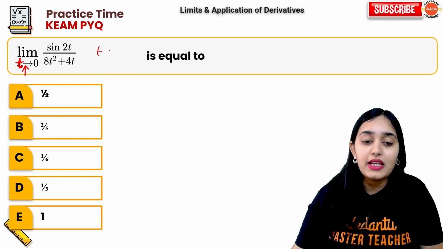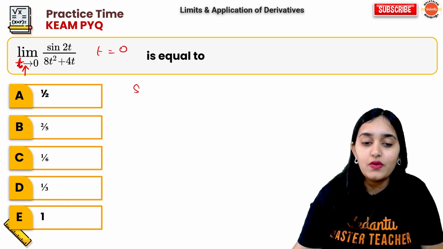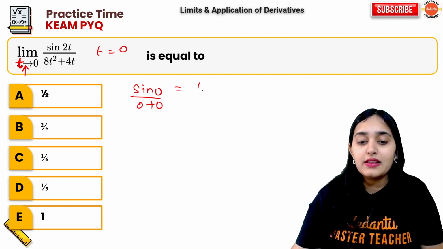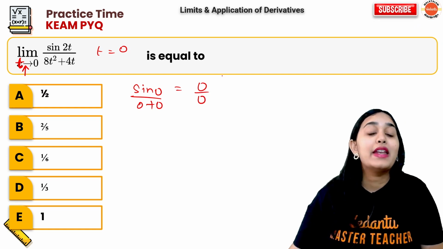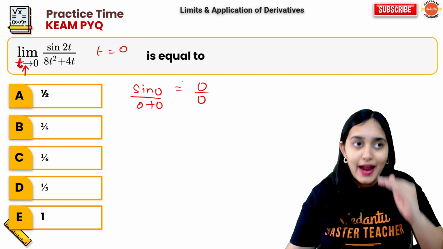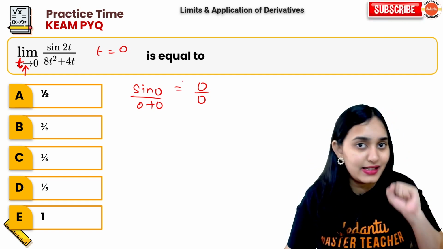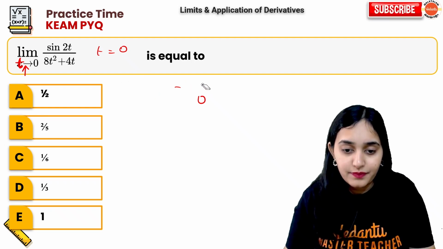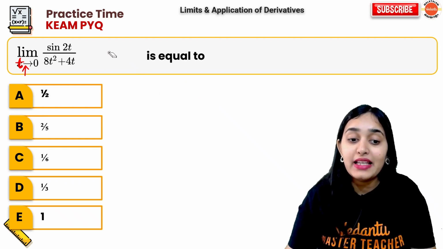If you put t is equal to 0, what will you get? You will get sine 0 upon 0 plus 0, which is 0 by 0 form. Whenever you get 0 by 0 form, we try to eliminate this indeterminate form. Now, first, how can we eliminate this form?